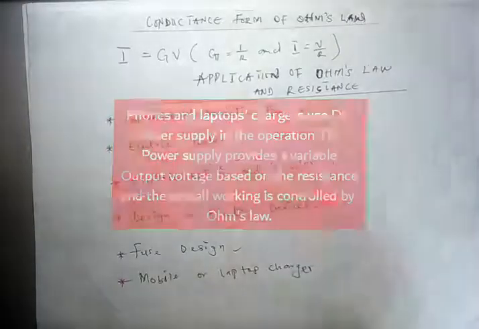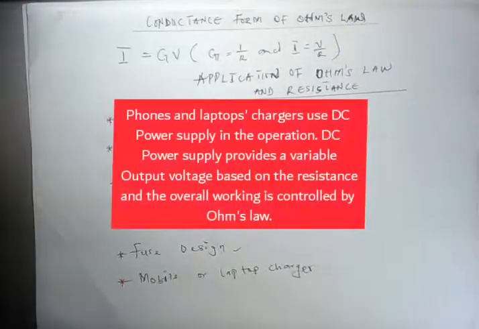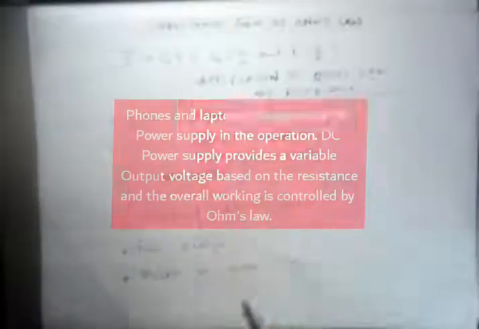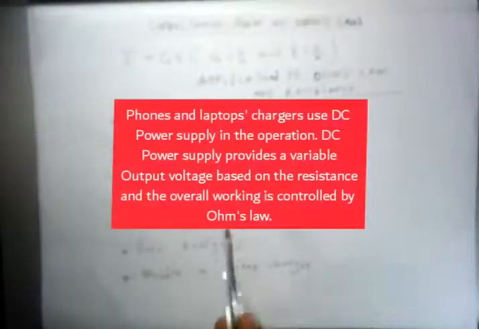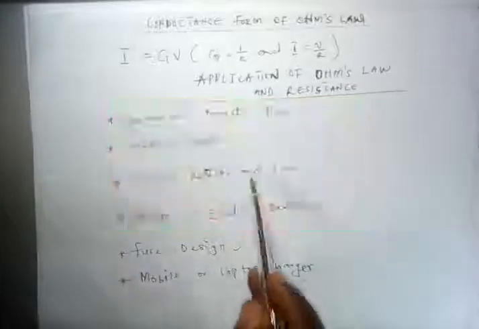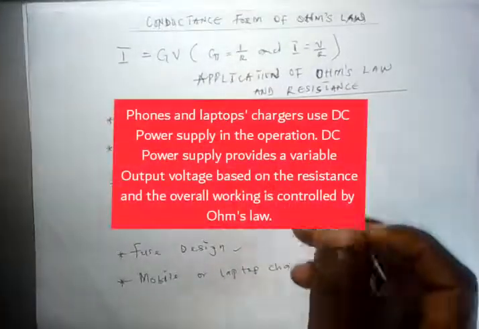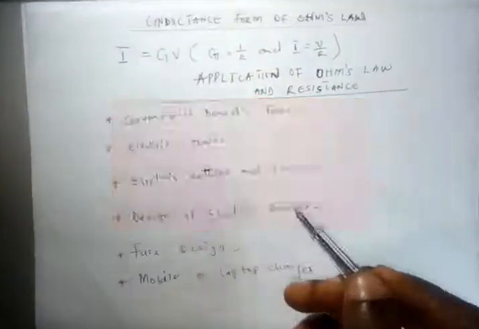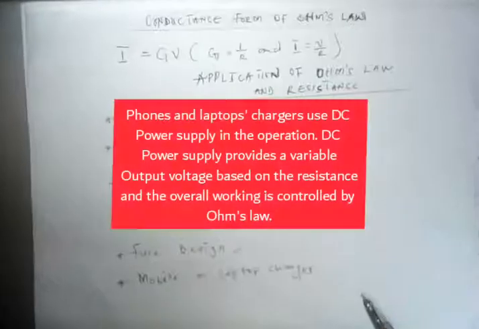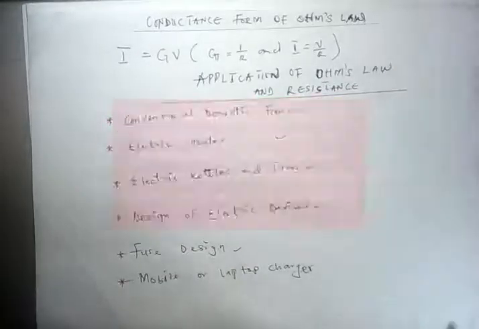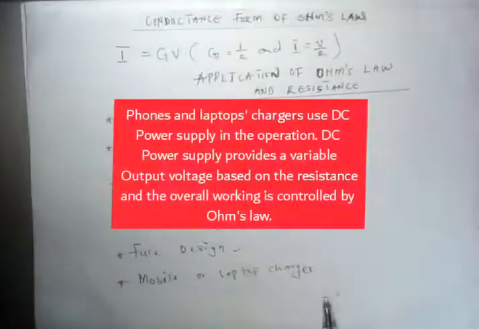All these and many more are the real-life applications of Ohm's law and resistance in our appliances at home. They all have resistors in them. It is Ohm's law we use to regulate the amount of power and the amount of heat we need in all of these gadgets. So that is all about resistance and Ohm's law.